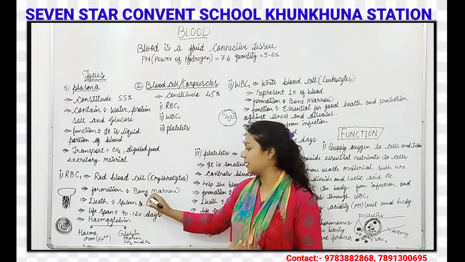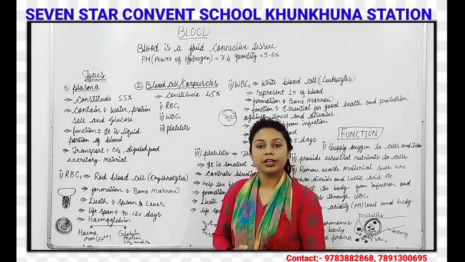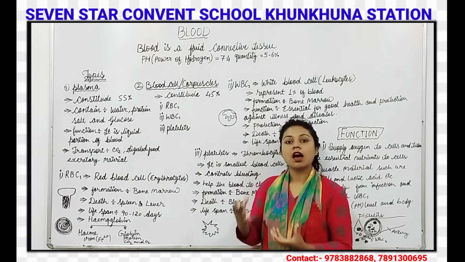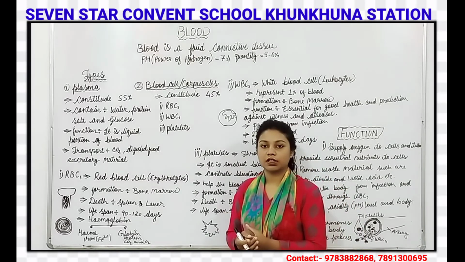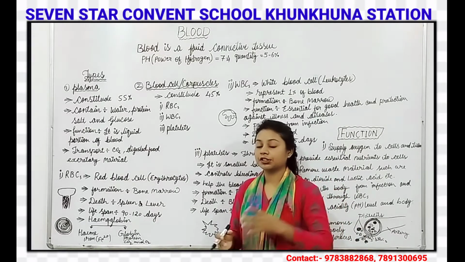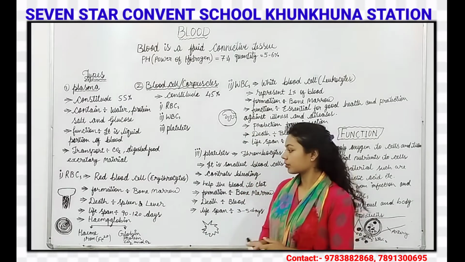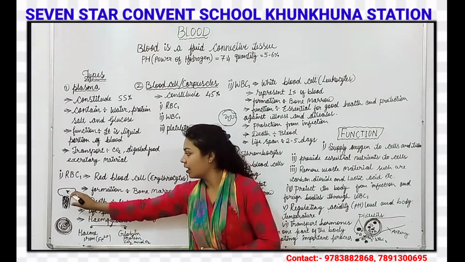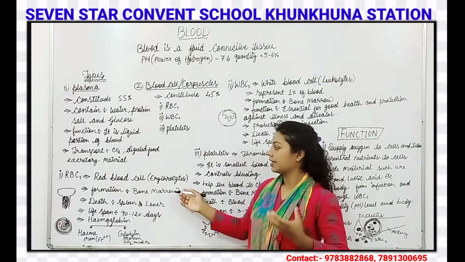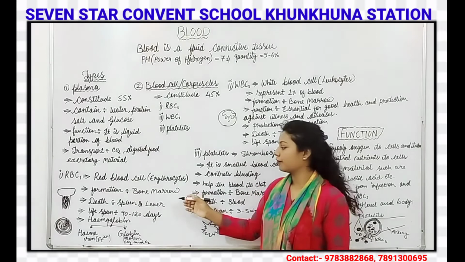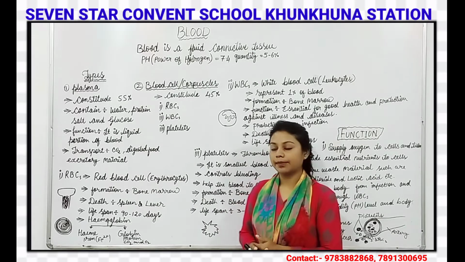And if we talk about the formation, where this RBC is formed, it is formed in the bone marrow. What is the bone marrow? The bones of the human body have a hollow structure, and in that hollow structure there is a soft substance which is called the bone marrow. Here you can see the bones, where the bone marrow is, and the RBC formation is done in the bone marrow.